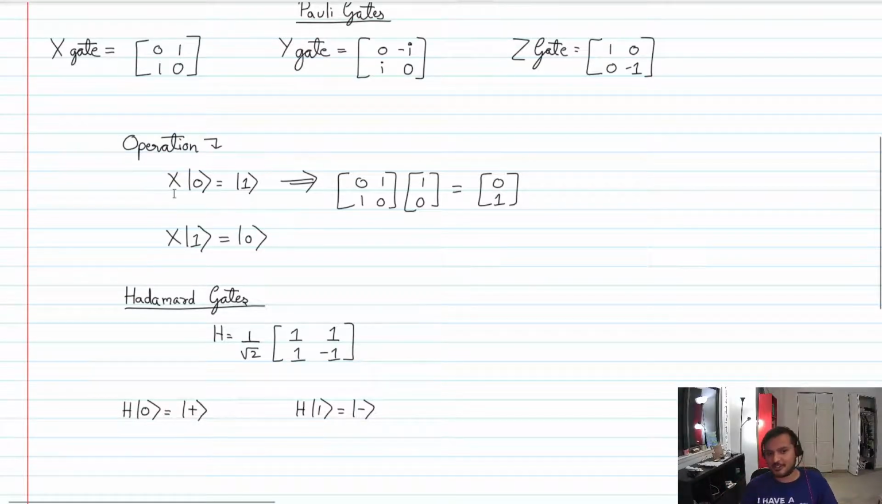Let's look at this operation in detail. Like I said, the action of the gates on my qubit is just matrix multiplication. So the X gate is 0, 1, 1, 0, I write it like this. And the 0 state is 1, 0. When I perform the multiplication over here, I get 0, 1, which is state 1. And the same would happen for this operation as well. So the job of the X gate is just to flip the bit. So this is one important gate.